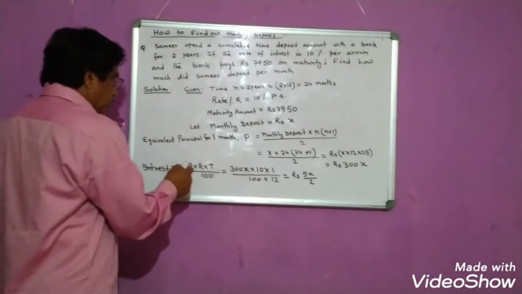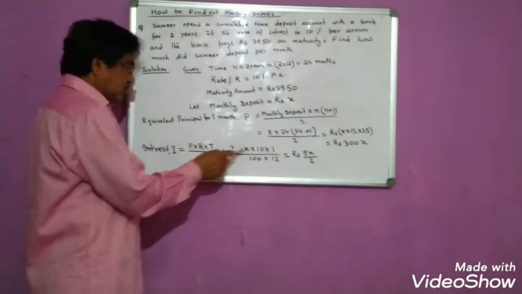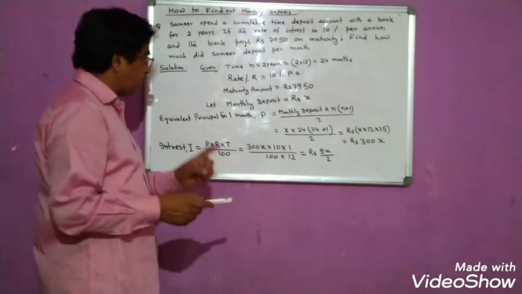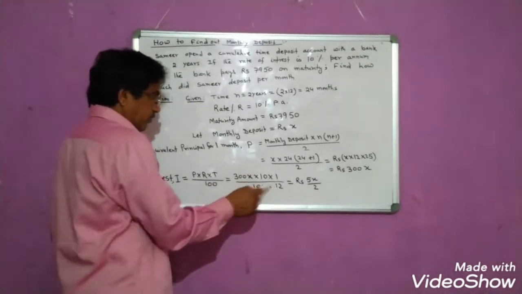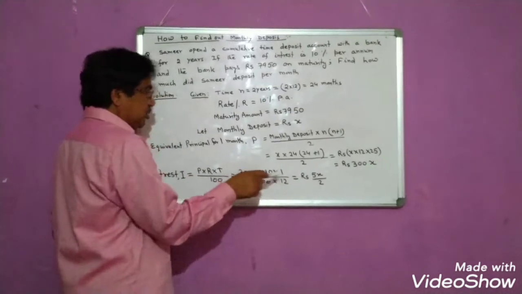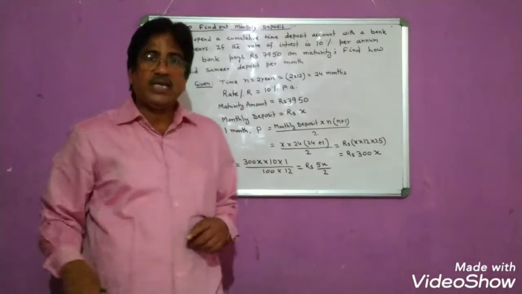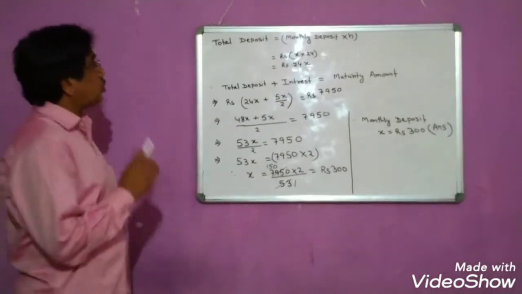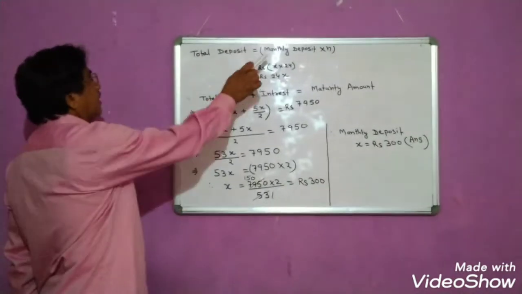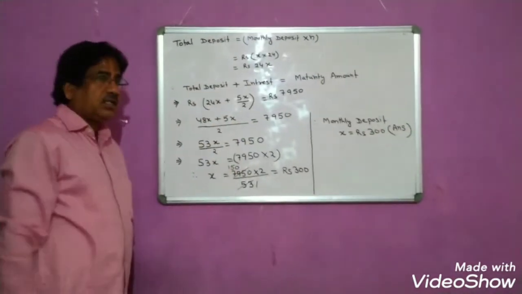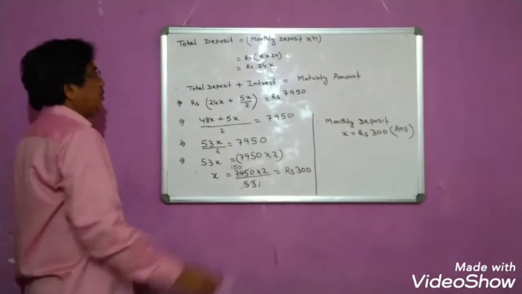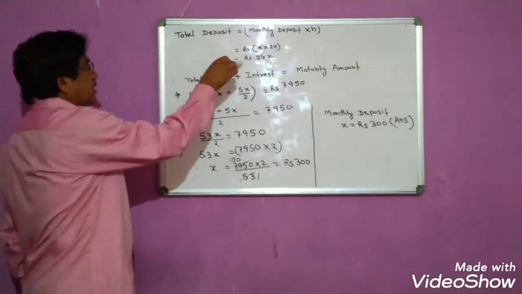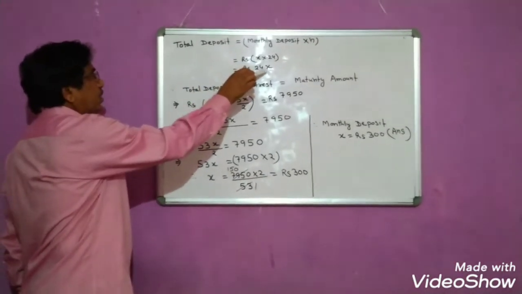So the value of P is 300x, rate percent is 10, and the time we are going to take is 1 month because we have taken the equivalent principal for 1 month. So it will be 1 by 12. And finally on calculation we will get the value as rupees 5x by 2. So total deposit is nothing but monthly deposit into number of months. Here the monthly deposit was x and the total number of months was 24. So the total deposit comes as rupees 24x.